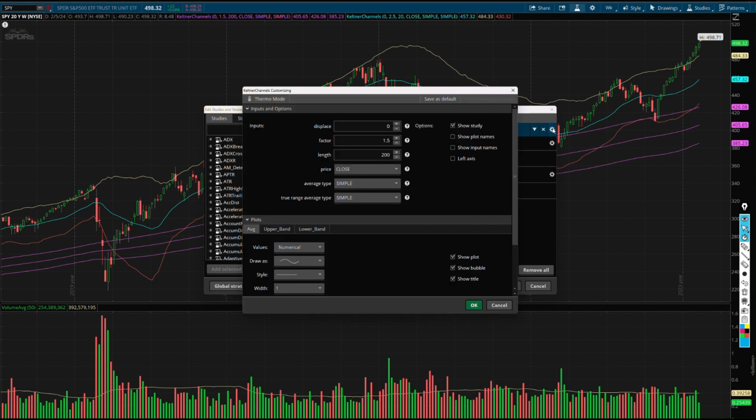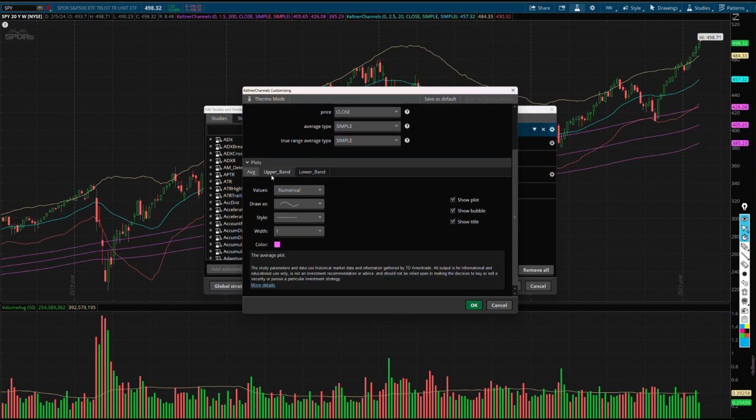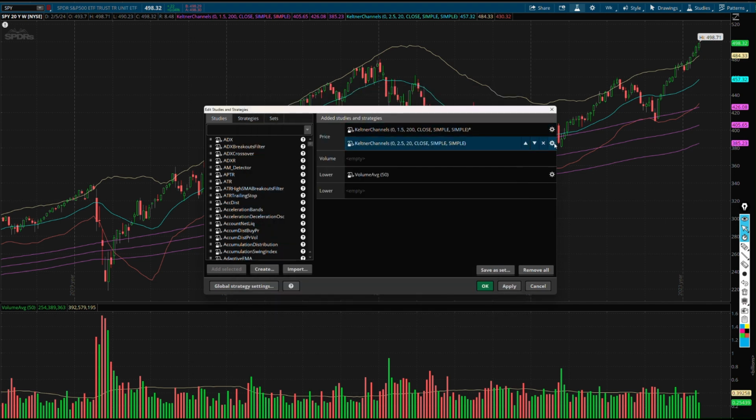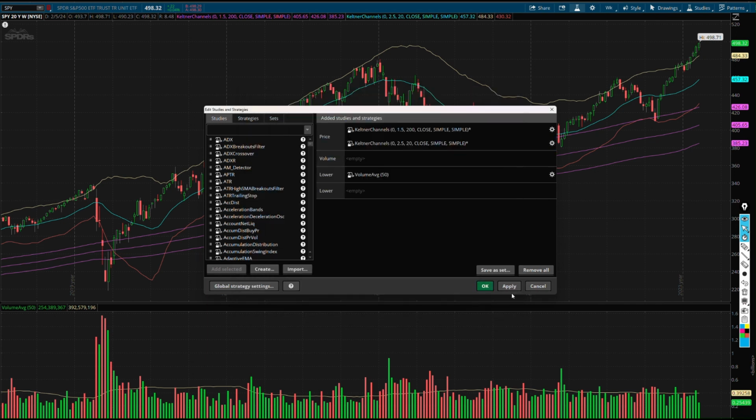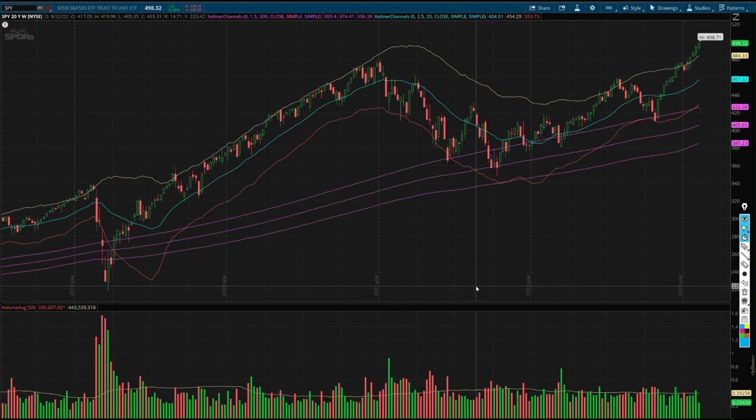This is a Keltner channel 200. I just changed all the colors to one color so that we are clear on what we're doing. Another indicator, default is 20 length, factor is 2.5. Okay, this is a weekly chart. Note that.